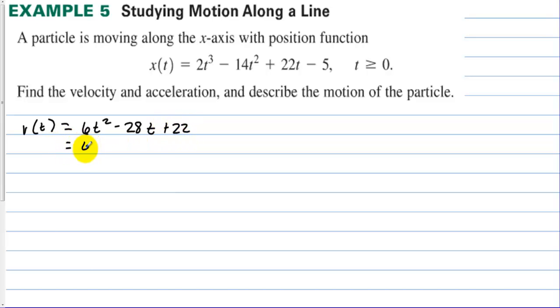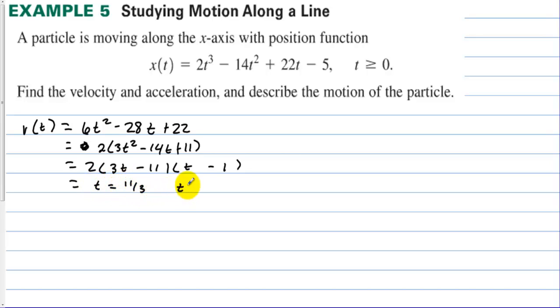Let's factor this. Let's take not a 6, but a 2: 3t squared minus 14t plus 11. And then we can factor. We have 3t and t, and this will be minus 1 there and minus 11 there. So we'll get the negative 14. So we have t is equal to 11 thirds, t is equal to 1, and that's where the particle is stopped.